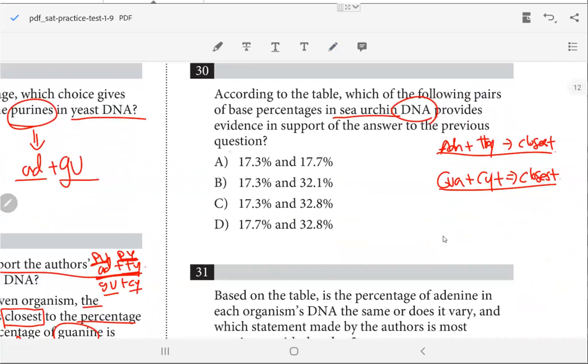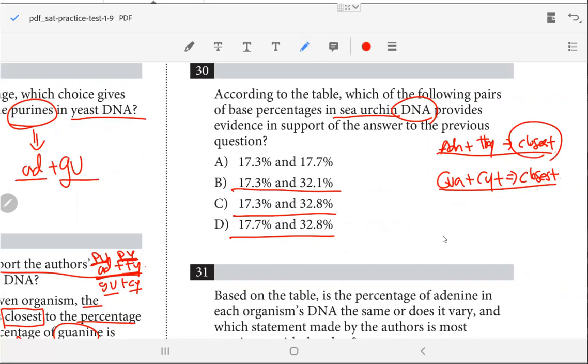So we need to write this down because we need to go up and down. A is 17.3 and 17.7. B is 17.3 and 32.1. It's already very far away. 17.3 and 32, it's even further. It needs to be A because it needs to be closest together.